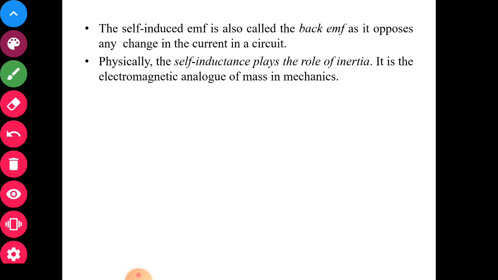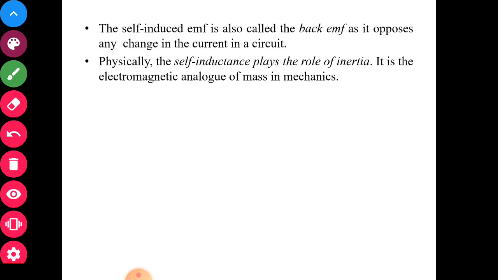Physically, the self-inductance plays the role of inertia. It is the electromagnetic analog to mass in mechanics. In mechanics, mass is the object which has inertia. Here in electromagnetic induction, the self-inductance L has the inertia. It plays the role of inertia.